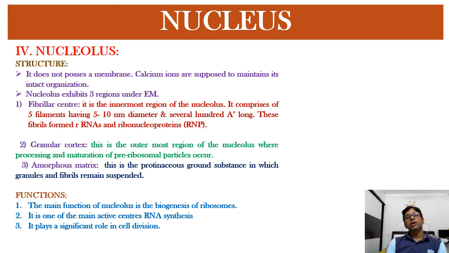The nucleolus exhibits three regions if you observe it under an electron microscope. One is the fibrillar center, the second one is the granular cortex, and the third one is the amorphous matrix.